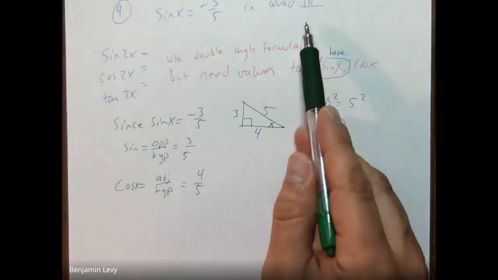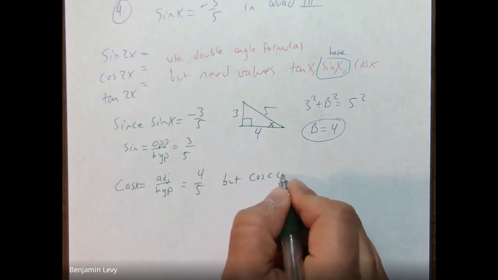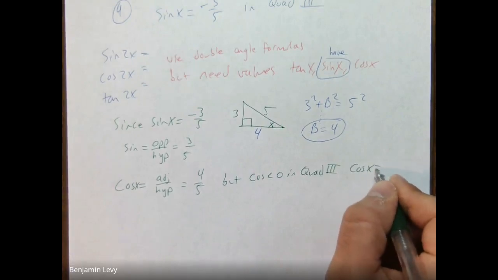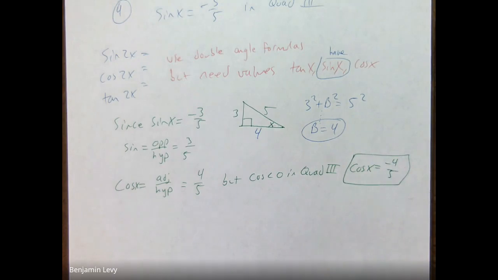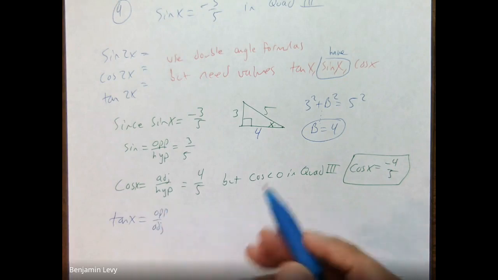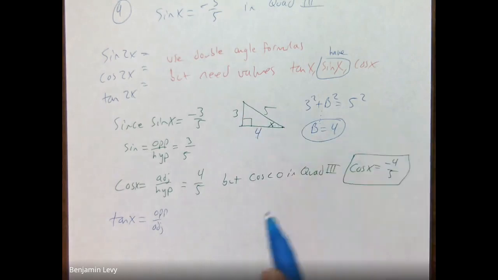Okay. Let's keep in mind, though, we're in quadrant 3, right? And in quadrant 3, x values are negative. And so cosine's negative in quadrant 3. And so really cosine is minus 4/5. And so this is what we're going to use for cosine. And then we do a similar thing for tangent. So tangent, that's the TOA part, right? So that's opposite over adjacent. And if this is the x value we're talking about, opposite is 3, adjacent is 4. So we'll get 3/4.